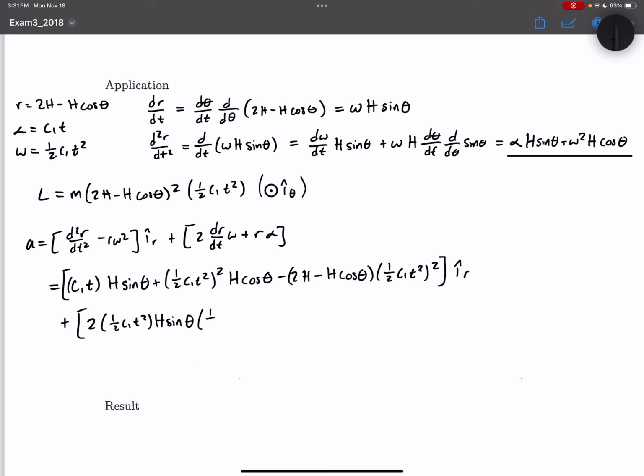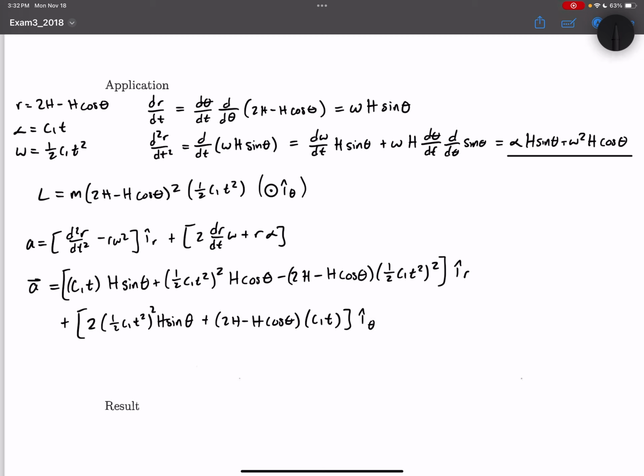Okay, so another omega. So I'm just going to actually square this then. Right, that counts. It's 2 dr dt, which dr dt has an omega, times an omega there. Okay, cool. So that's just going to be 2 omegas together, so squared. Plus r, which we know is 2h minus h cosine theta, times alpha, which is c1t. All right, and that should be the answer there.